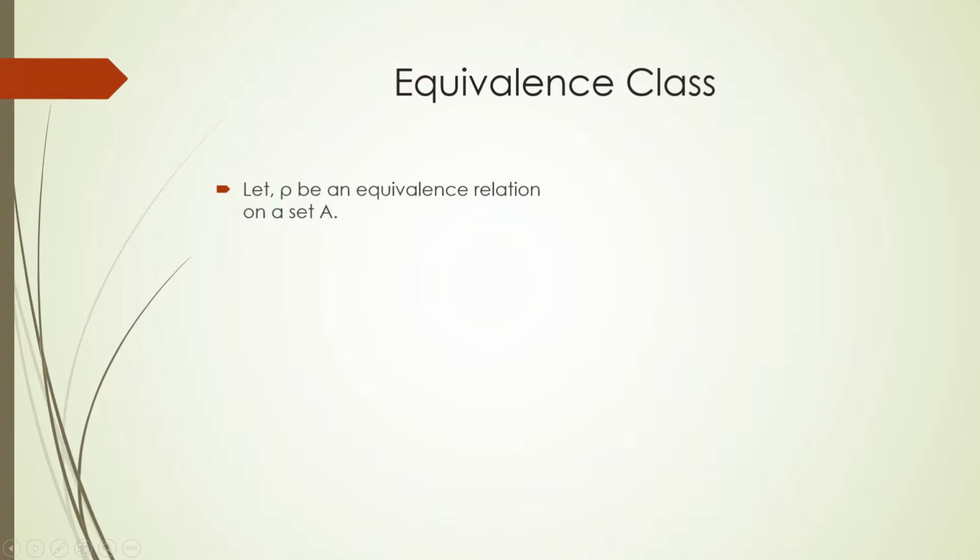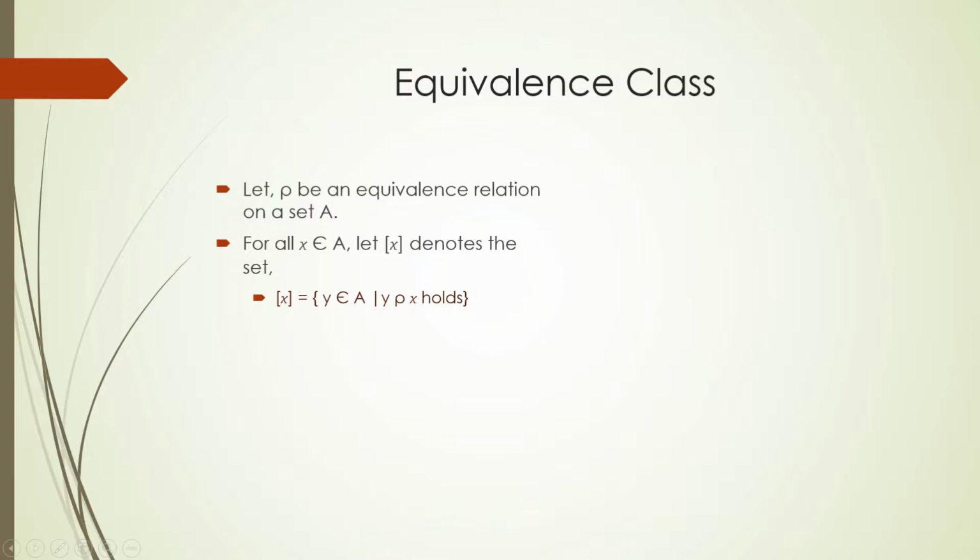Firstly, to understand the concept of equivalence class, let us consider rho be an equivalence relation on set A, and then for all x belongs to A, let [x] denote the set [x] equal to {y belongs to A such that y rho x holds}. First understand what I mean by y rho x. By y rho x, I mean the ordered pair (y, x) belongs to rho. This is all it means by y rho x holds: the ordered pair (y, x) belongs to rho.